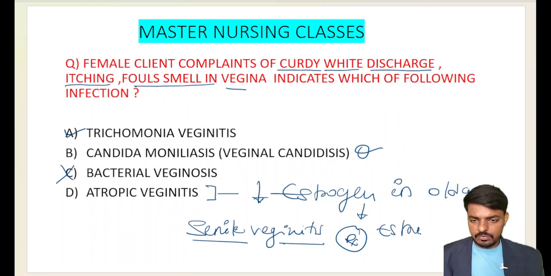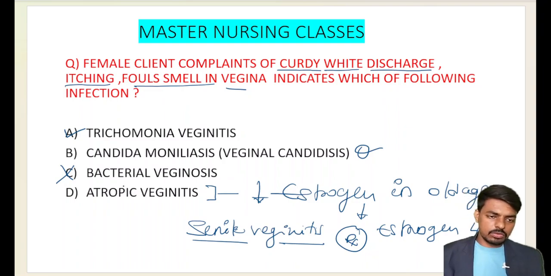Estrogen cream for local application we will advise here. So this is a very important question, this is also atrophic vaginitis. Here is the rationale for your question, very important. This question, friends, was asked in the last AIIMS, the NORCET exam, and also in the mains exam. The same question, the history is given the same: curdy white discharge, itching, foul smell.